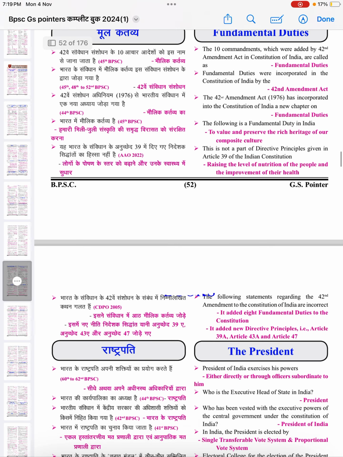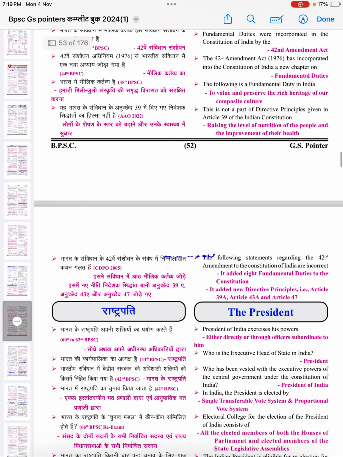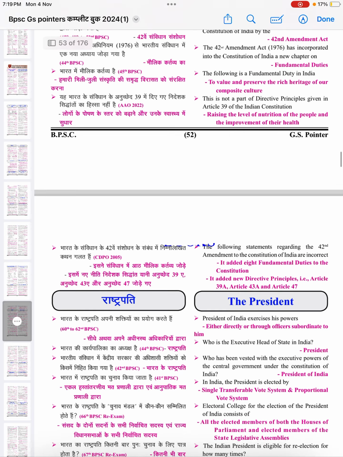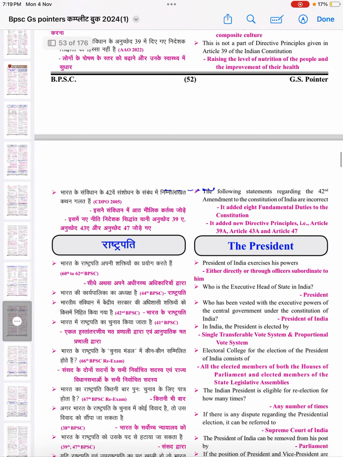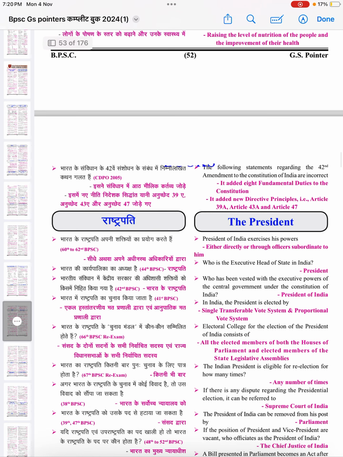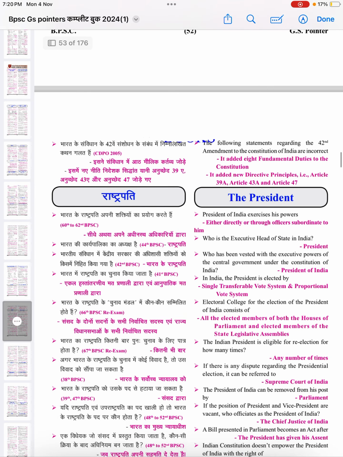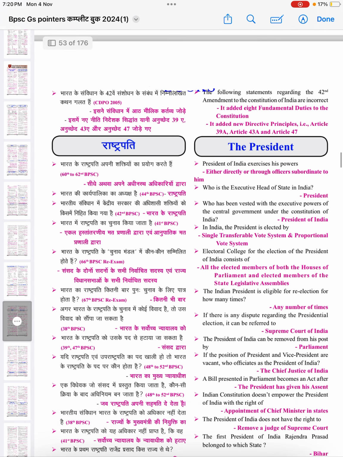This is not a part of the DPSP given in Article 39: raising the level of nutrition of the people and improvement of their health. The following statement regarding the 42nd Amendment is incorrect: it added 8 fundamental duties. It added new DPSP, that is Article 39A, Article 43A and Article 47.